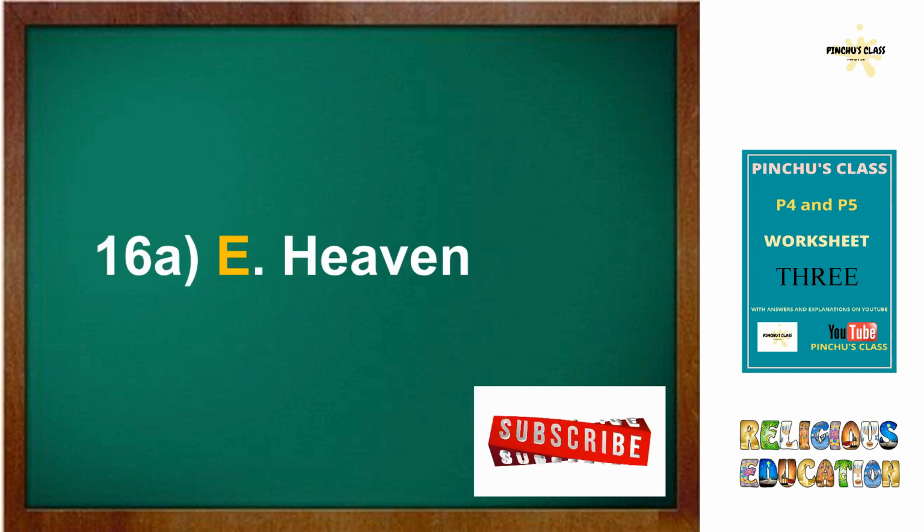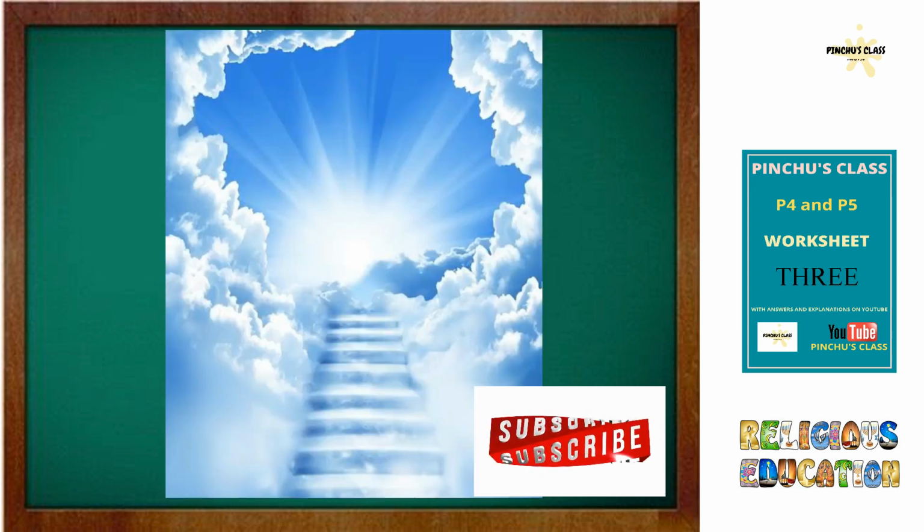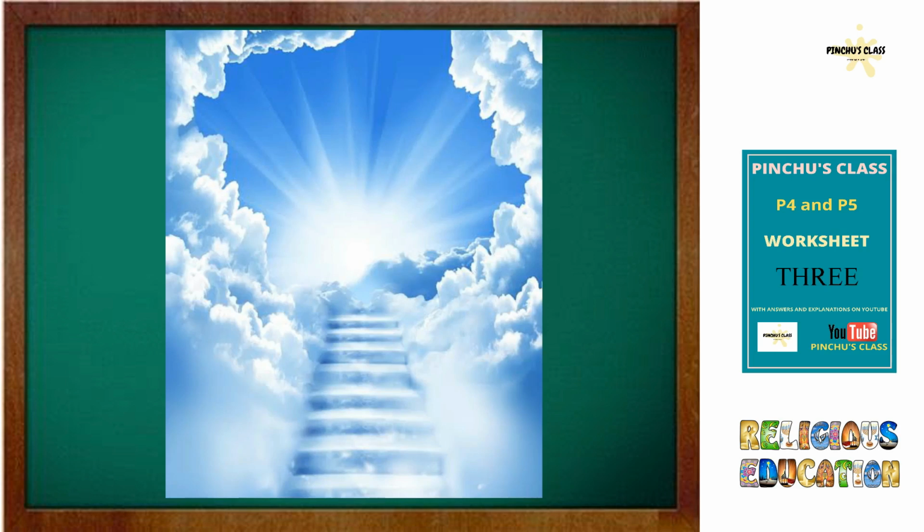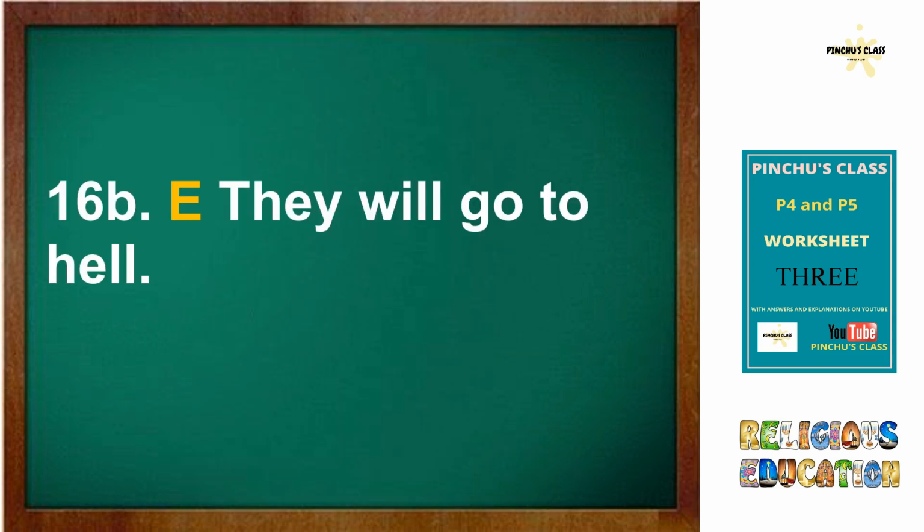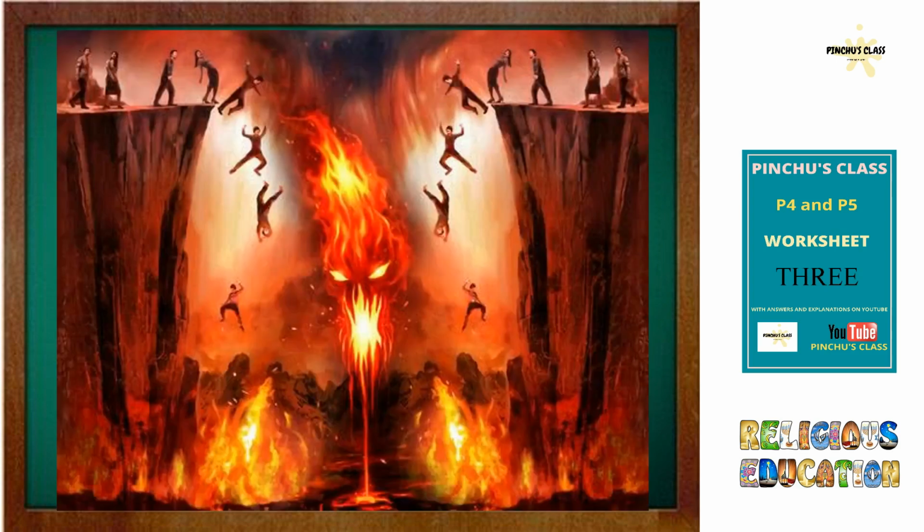Part A, where is God living? God is living in heaven. Hey! Someone told me in my body. It's true, he's in your body. But the place is heaven. Then part B, what happens to people who disobey God? Of course, they will go to hell, and even they die. Yeah, they die. They go to hell.